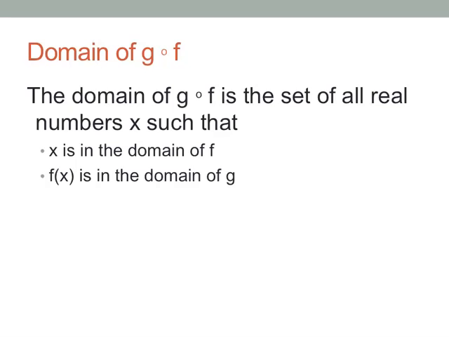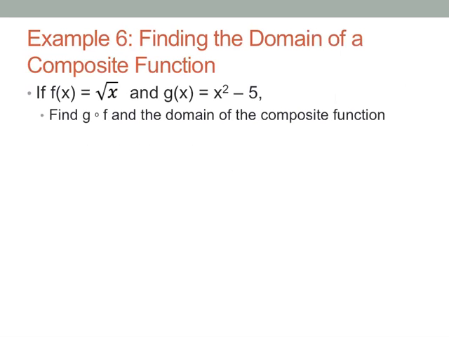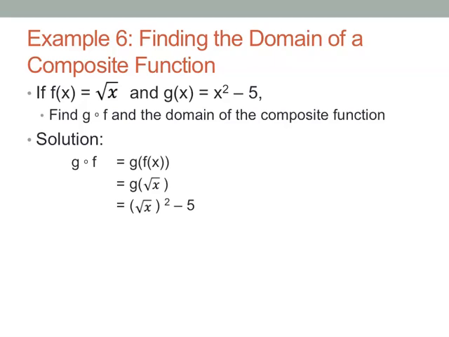Take a look at example 6. If f of x equals the square root of x and g of x equals x squared minus 5, find g composed with f and the domain of the composite function. Let's start by finding g composed with f. You are plugging in your function f into g. So we're taking that square root of x and plugging it in to x in the g function. This is g of the square root of x, which is the square root of x squared minus 5. That's equal to x minus 5.